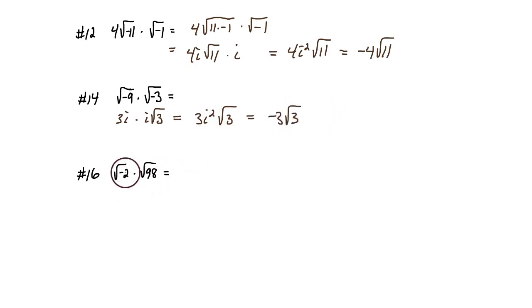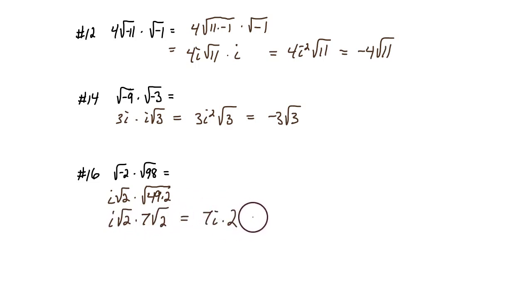Okay, next one. The square root of -2 makes i times the square root of 2. And the square root of 98 you might think of as the square root of 49 times 2. So in the next step we have i square root of 2 times 7 square root of 2. i times 7 is 7i, and square root of 2 times square root of 2 is 2. So the final answer is 14i.